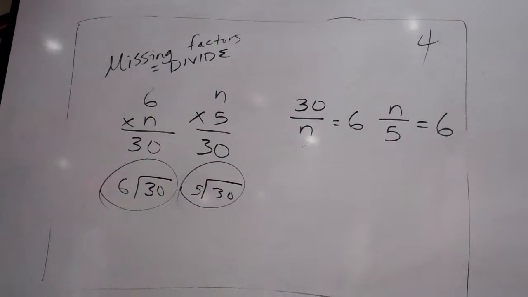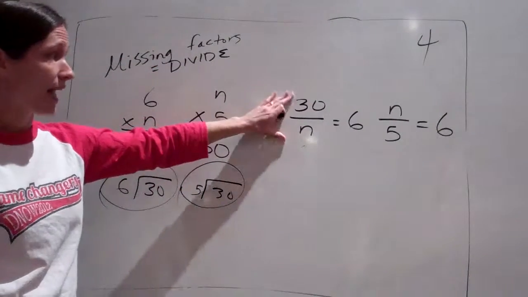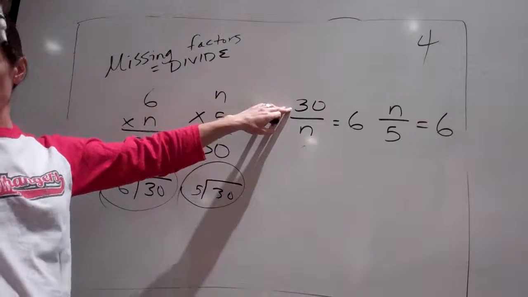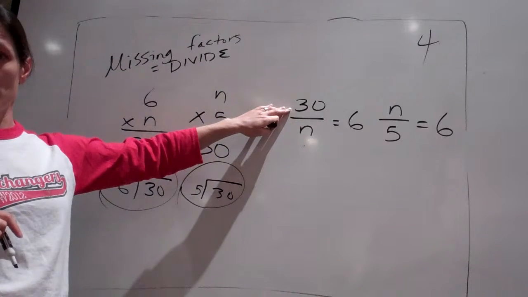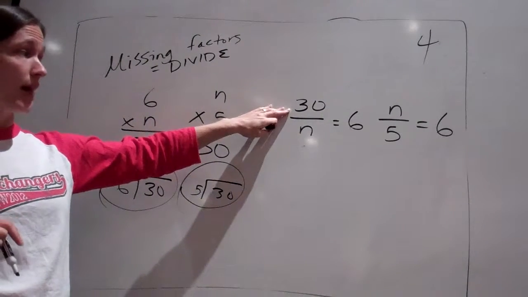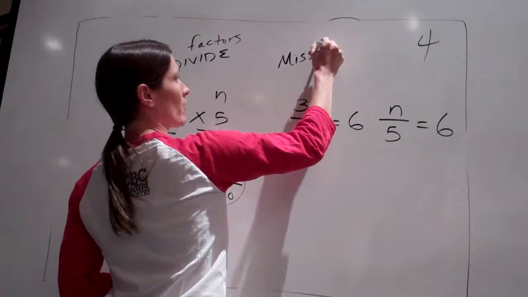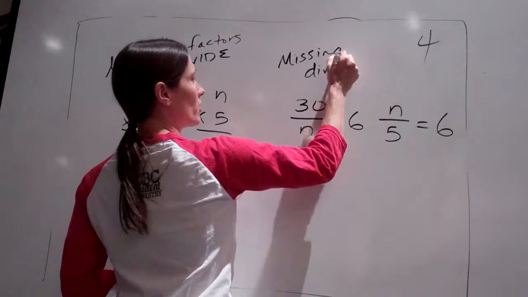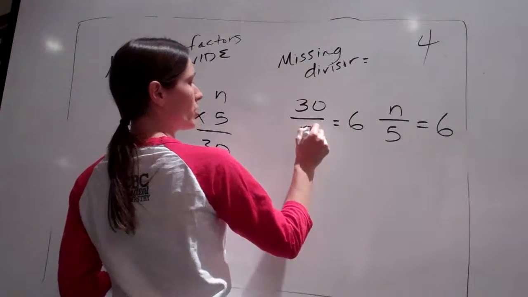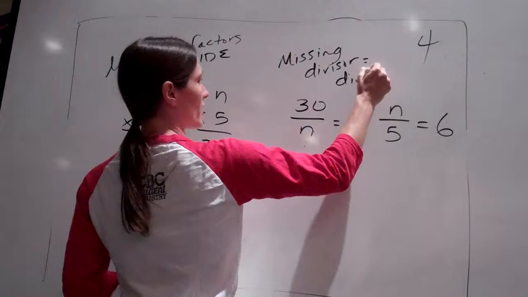All right, so I'm going to erase this. Now, when I'm looking at this, what do y'all think I'm going to do, Jaden? You're going to divide 6 into 30. You're going to divide, okay? Yes. So when you have a missing divisor, write this down, you are going to divide.